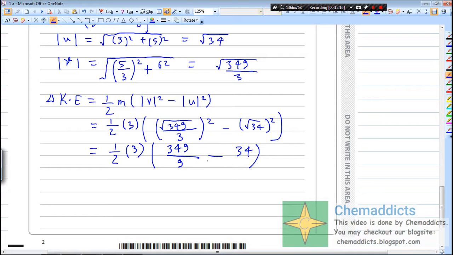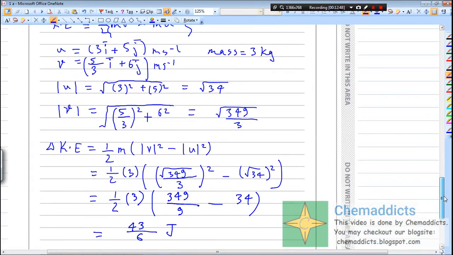If we calculate this, we end up with 43 by 6. Don't forget to mention the unit. If we write this in decimal numbers, we end up with 7.17 joule. So that is the solution for the second part of this question.